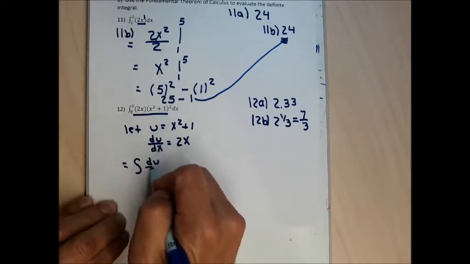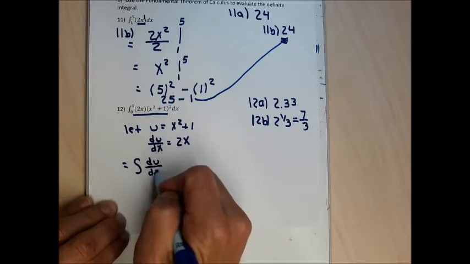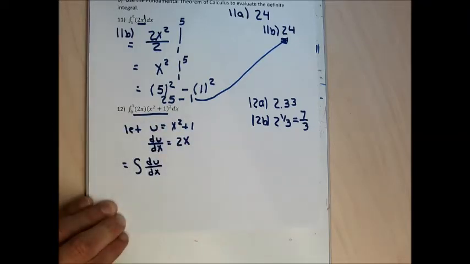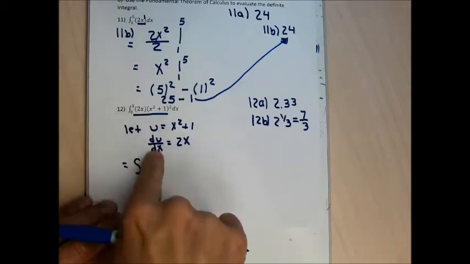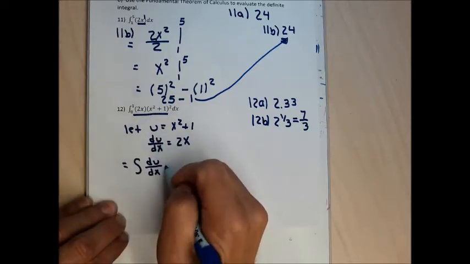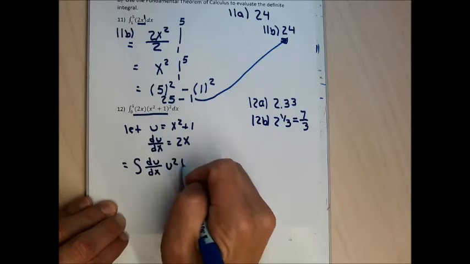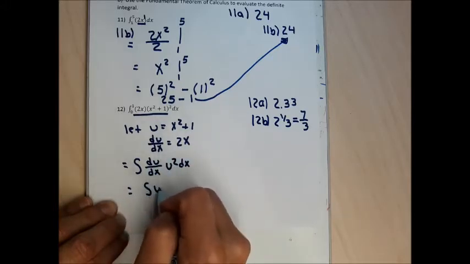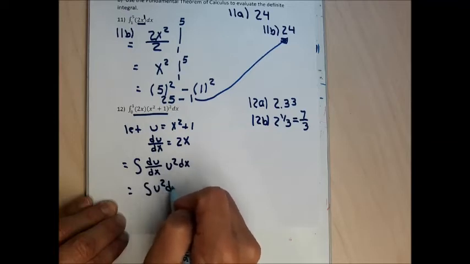I stopped writing the numbers because you actually have to change the numbers when these numbers apply to x's and not u's, and I don't want to change the numbers to be correct, so I'm just not writing any numbers on it. But I changed that 2x to du dx. This x squared plus 1 I'm going to change to u. I'm going to cancel out the dx's and write this as u squared du.